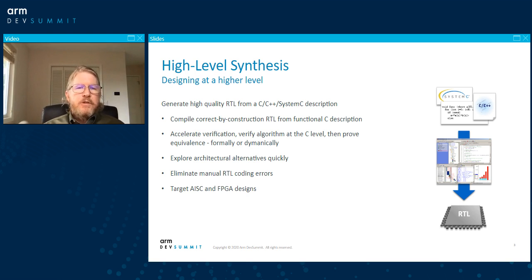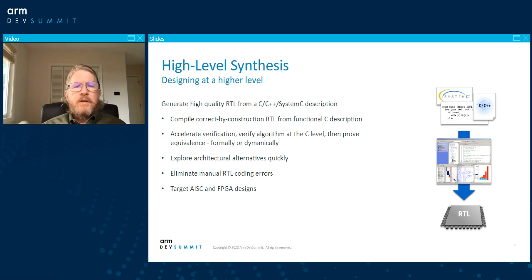The next benefit comes in terms of verification. Verification is typically a much larger and more complex task than the design itself. When using high-level synthesis, we can verify the original C algorithm and then prove equivalence between the C and the RTL that was compiled. And we can do that either formally or dynamically or some combination of the two. But that allows us to speed verification up rather significantly. We have customers that tell us they're saving 90 to 95% of their verification time when they use high-level synthesis.